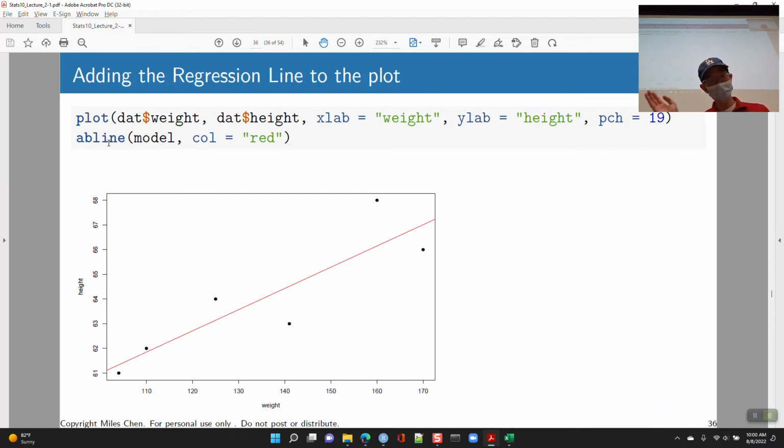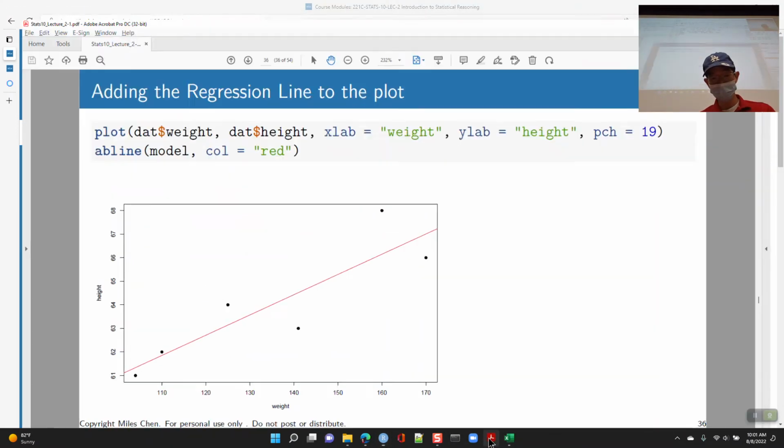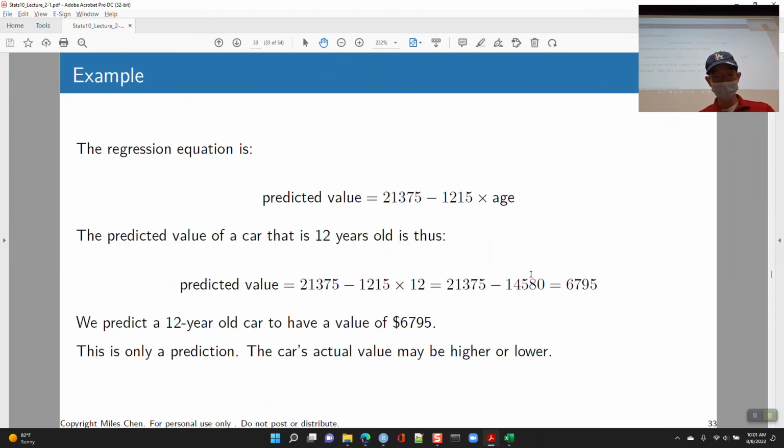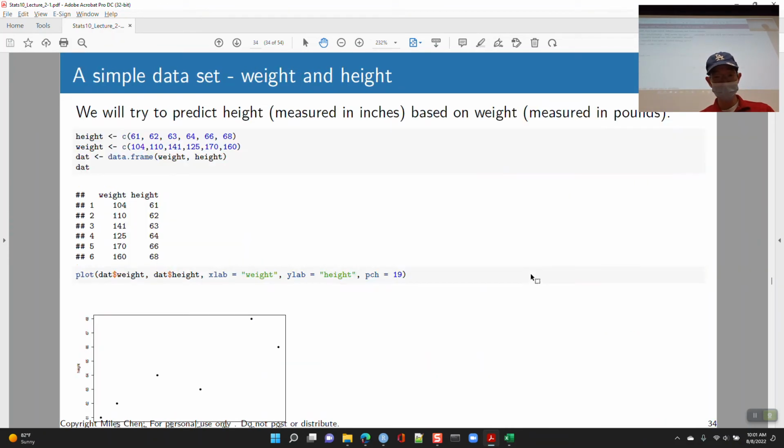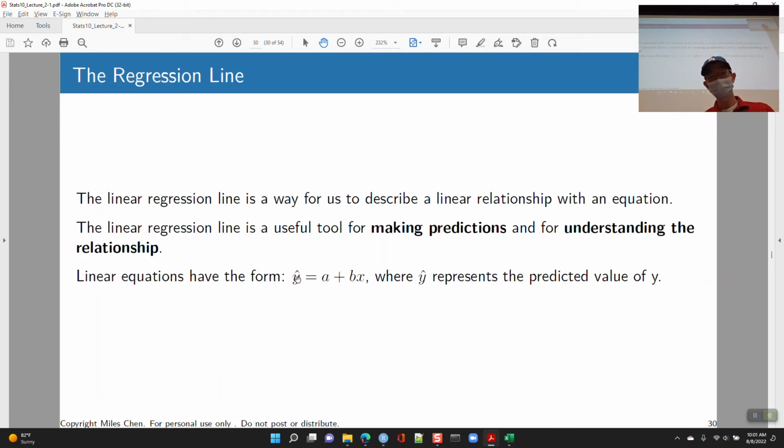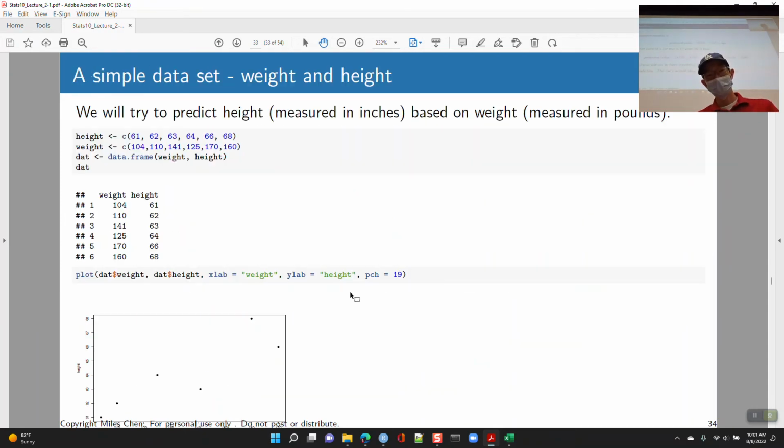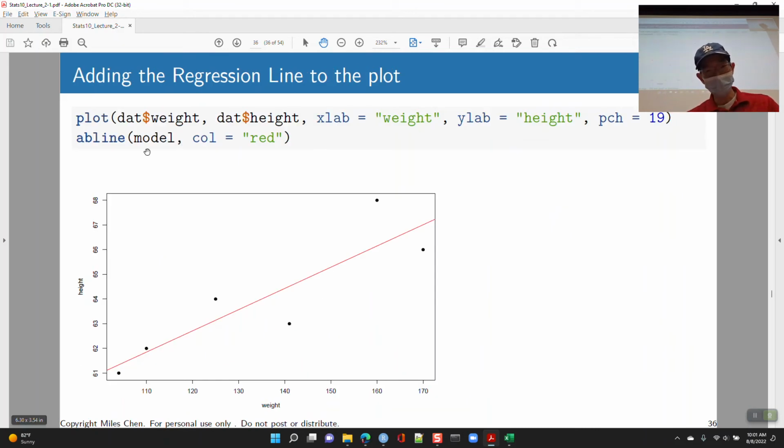abline is adding this line, the ab being, back here we said y hat is equal to a plus bx. That's kind of why it's called an ab line, a being the intercept and b being the slope. So we wanted to add this ab line, intercept slope line, and that's kind of where we are going with this. And that's what it looks like.